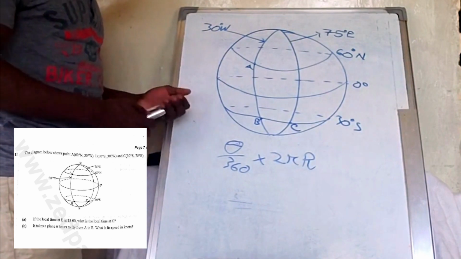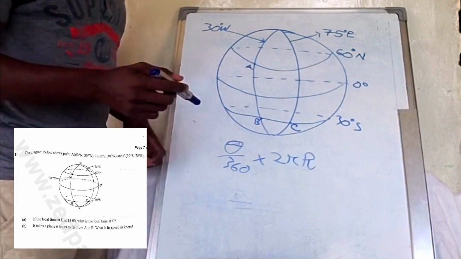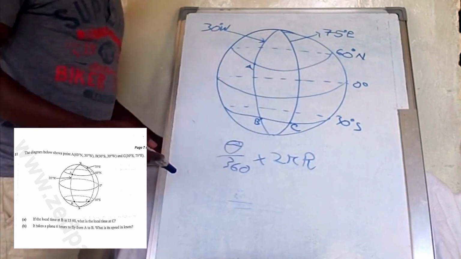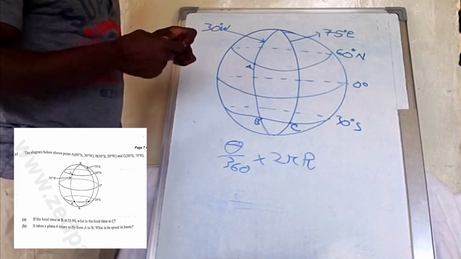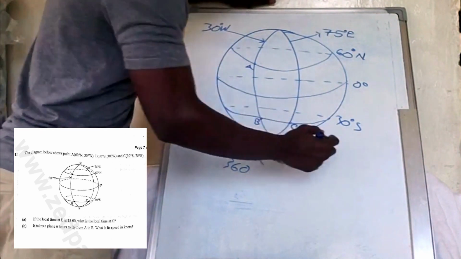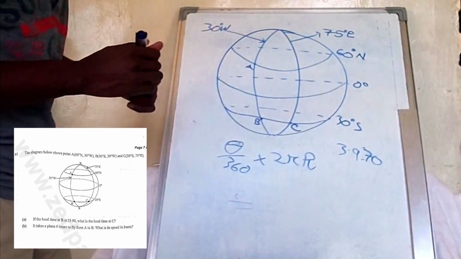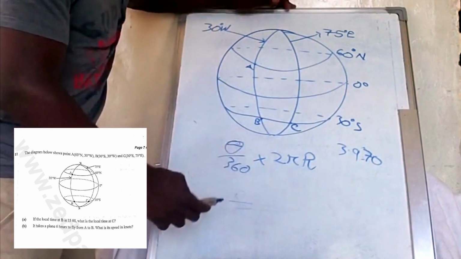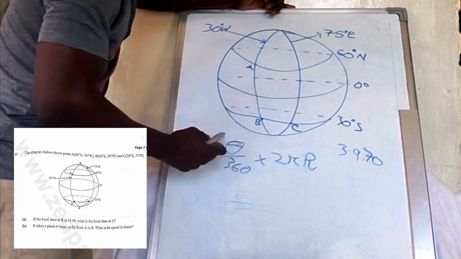So let's go on. We're told to find the speed in knots, meaning for the radius of the Earth we use nautical miles. And the radius of the Earth given in nautical miles is simply 3970. Let's go with that. So we're going to replace what we have into this equation to find the distance between these 2 points.